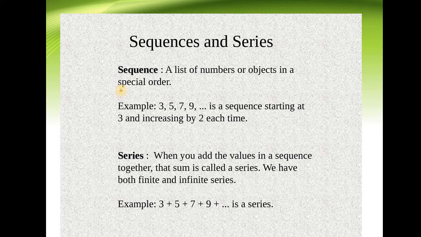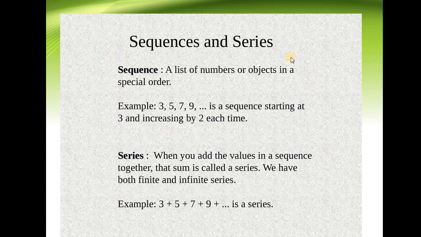Sequence, everybody knows about sequence. So what is a sequence? When numbers are arranged according to some definite rule, we get a sequence. Here the definition is: a list of numbers or objects in a special order. For example, 3, 5, 7, 9 is a sequence starting at 3 and increasing by 2 each time.